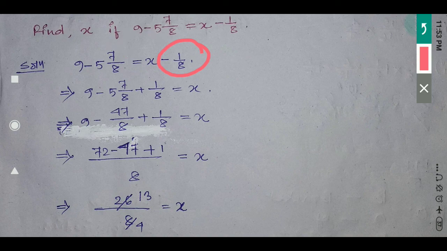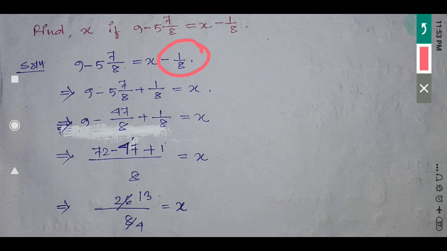Now you have to take the LCM. LCM will be 8 only. So 9, here 9 is there, that means 9 times 8 is 72. So 9 times 8 is 72, as I have taken the LCM 8. Then 8 times 5 is 40, plus 7 is 47, and 1 only for the last term.